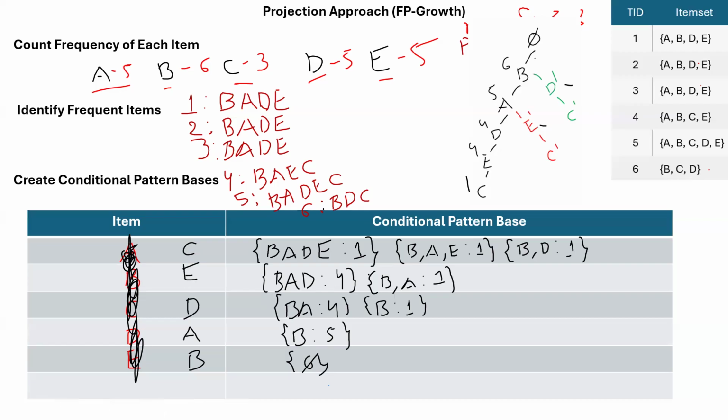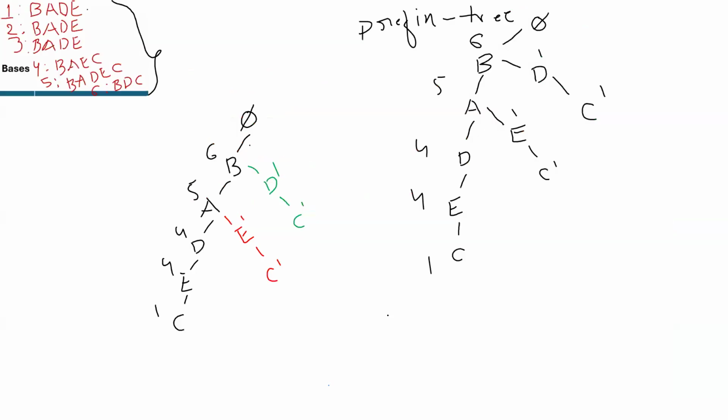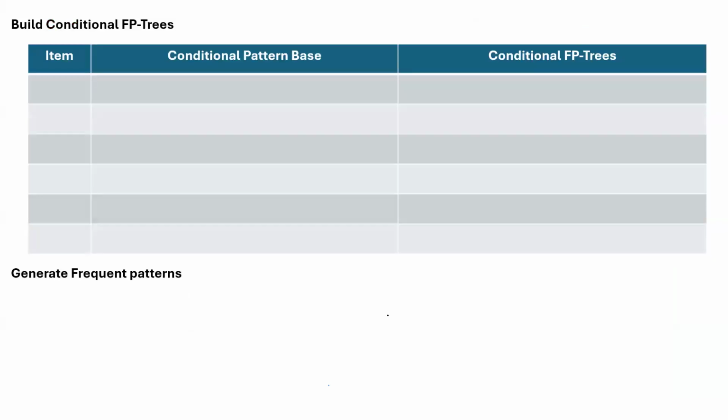So that is how you construct the conditional pattern basis. Wherever it is ending, just traverse that path and give the support as the end support. For C, BD is 1. For E, where it is ending, BAD is 4 and BA is 1. For D, BA is equal to 4 and B is equal to 1. For A, it is just B, the path that is available. Once you have constructed the conditional pattern basis, the next step is constructing the conditional FP trees.